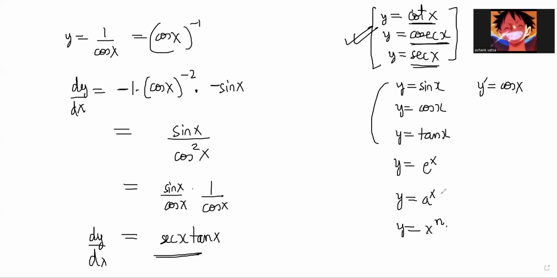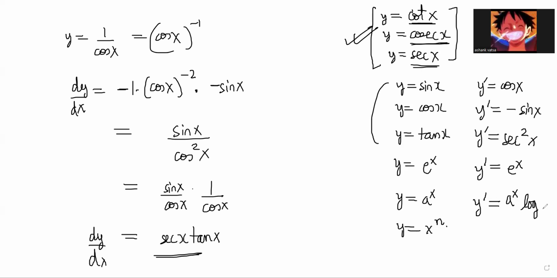So just know these. So y dash is minus sin x. Y dash here is secant square x, right? Y dash here is e power x only. Y dash here, a is a constant other than e. It is a power x log a. And here the logarithm is to the base e. Okay. And this y dash is n x power n minus 1, right? Do you know the meaning of the word e and all?